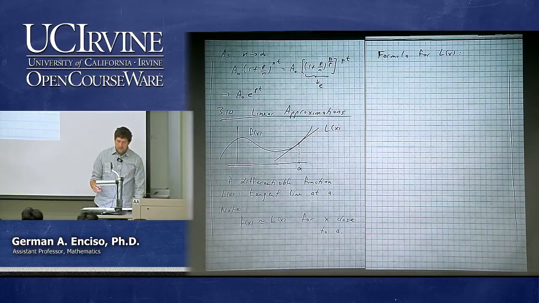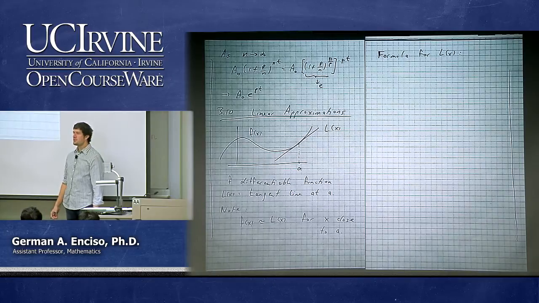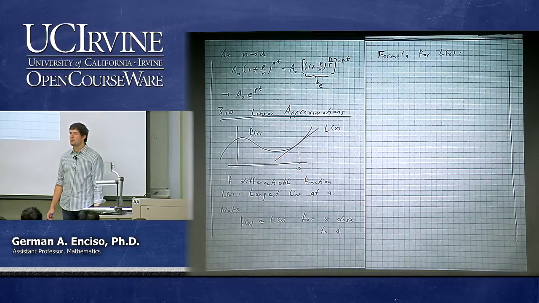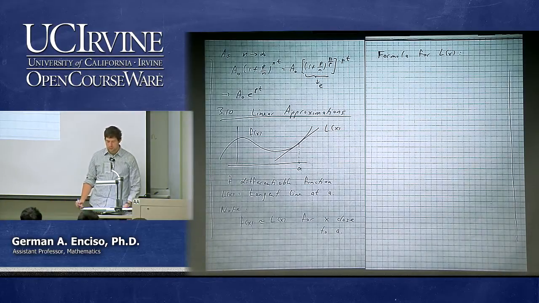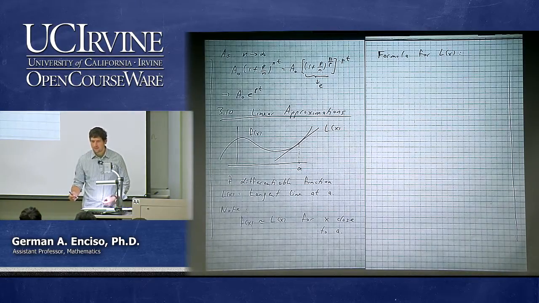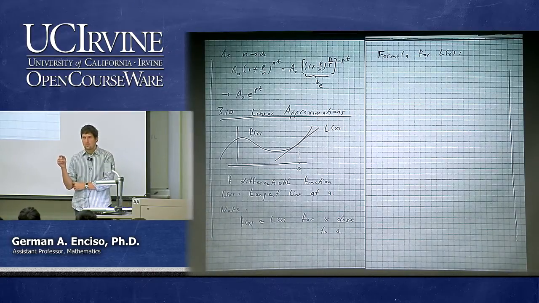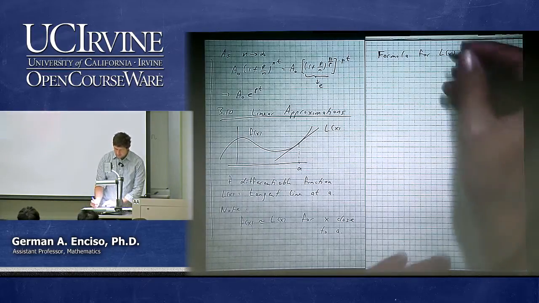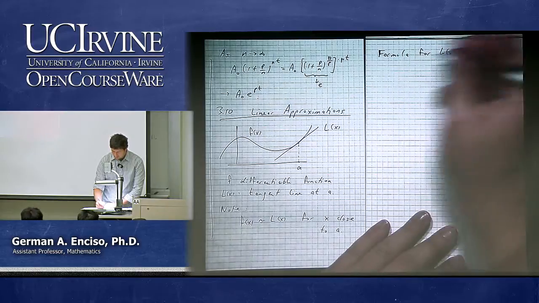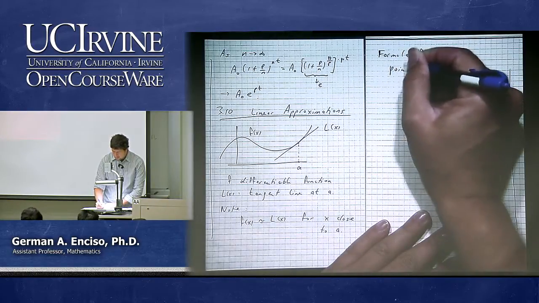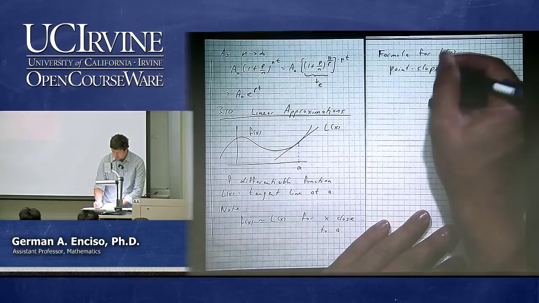Now, L of x is a straight line. Straight lines have usually pretty simple formulas. We've used this formula a few times already. What formula can we use to find out L of x? What equation? Y minus y1 equals m times x minus x1. That's right. This is what we call the point slope equation.